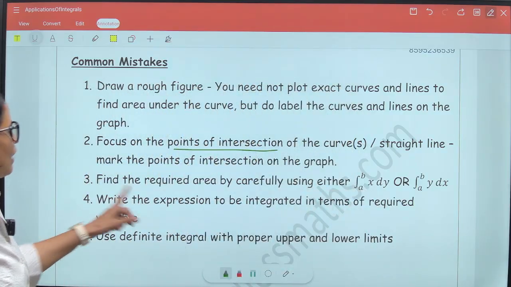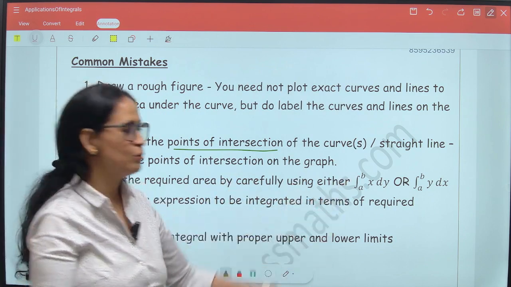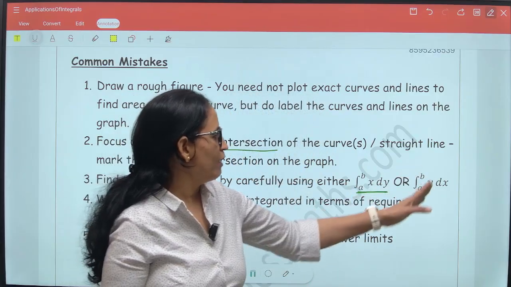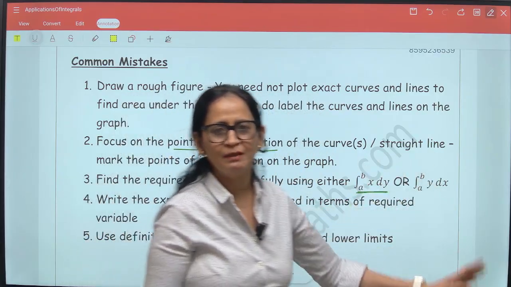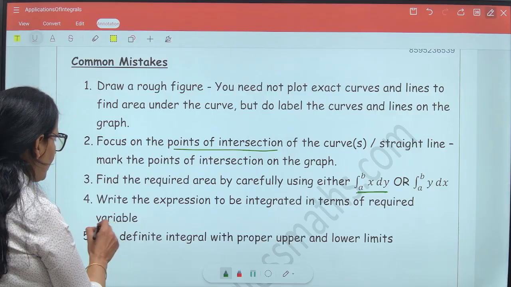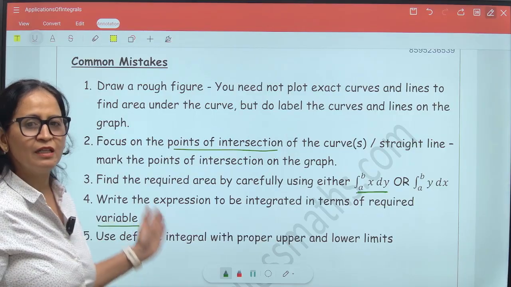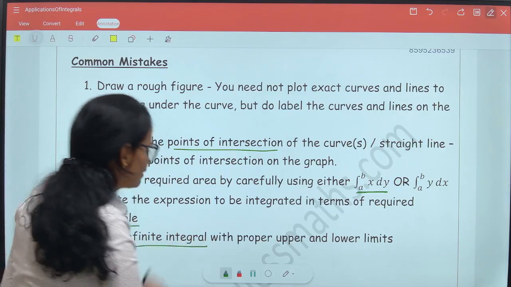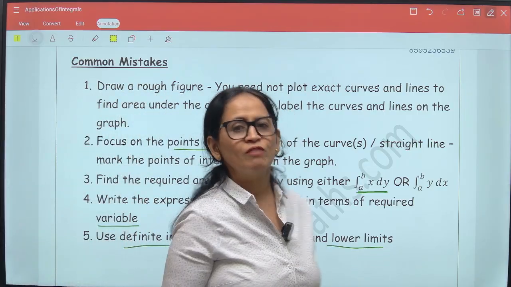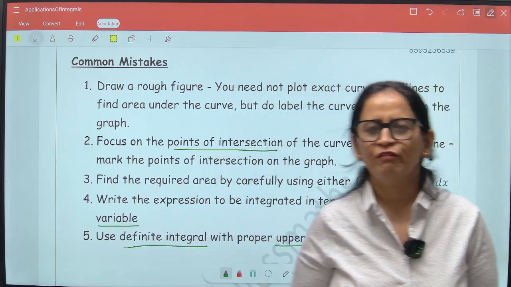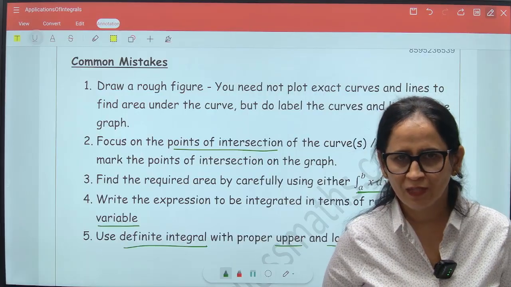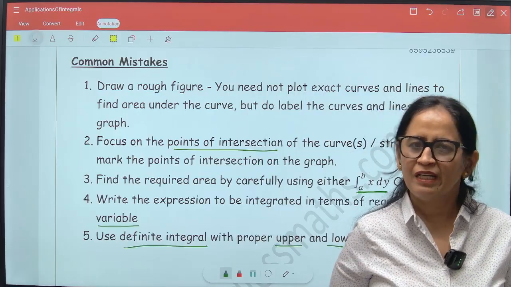The third is find the required area by carefully using either integral of x with respect to y or y with respect to x with proper limits. Then write the expression to be integrated in terms of the required variable and finally use definite integrals. Don't forget the lower bound, upper and lower limits. So don't forget the lower limit and take care of exponents where we have negative either upper or lower limits, right? So that was all about area under the curve.